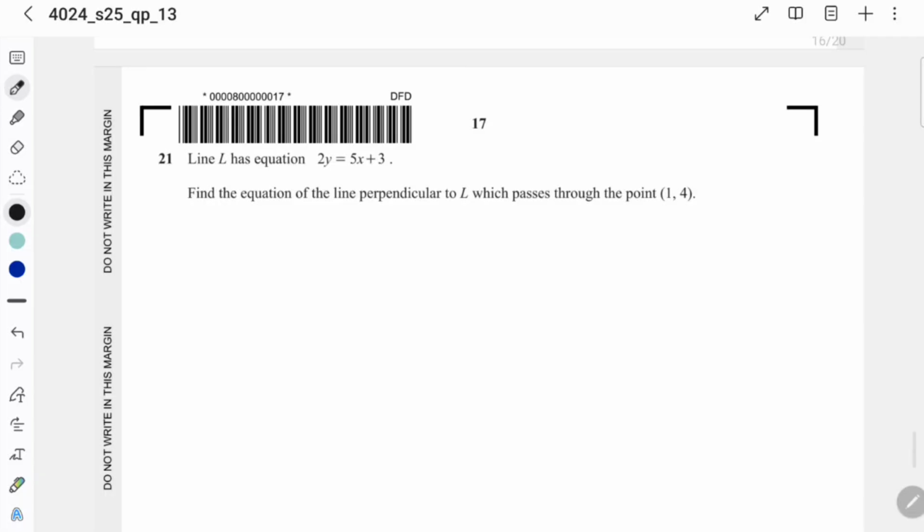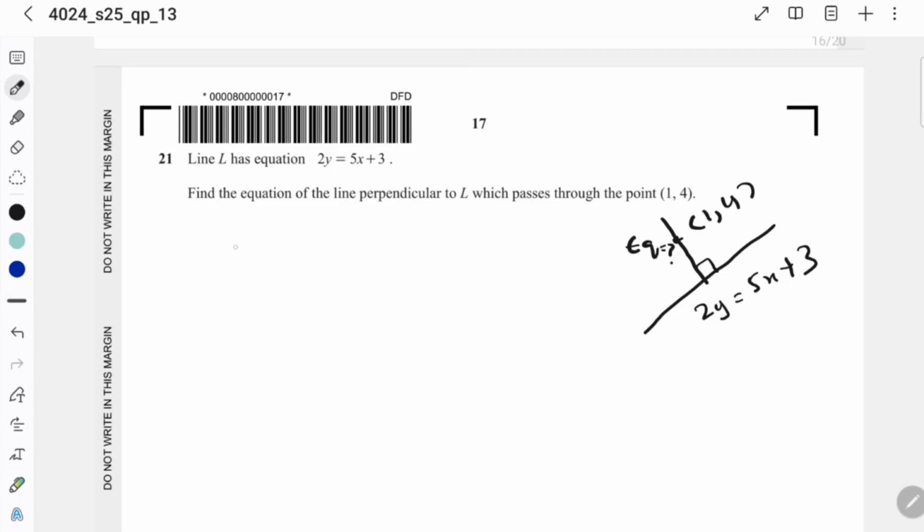Question number 21. In question number 21, this is the line coordinate geometry question. Line L is 2y is equals to 5x plus 3, and find the equation of the perpendicular to L which passes through 1, 4. It means that there is a line 2y is equals to 5x plus 3, and the other line is perpendicular to it which is passing through 1, 4. We have to find out the equation of the line, okay? So the equation is required.